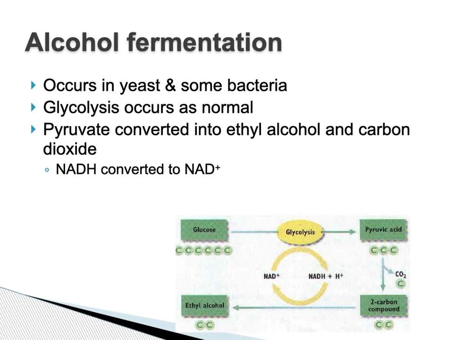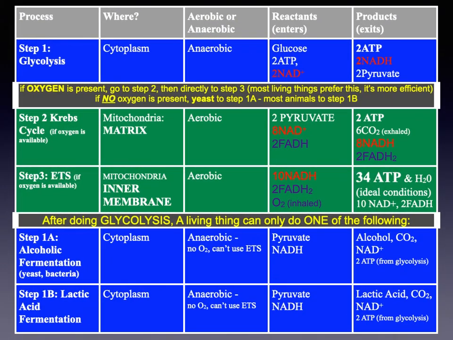Alcohol fermentation occurs in yeast and some bacteria. You're going to do a normal glycolysis, and then you're going to take that 3-carbon pyruvate and convert it into ethyl alcohol and release 1 carbon dioxide. That's why beers are fizzy. And alcohol fermentation has been used by humans. I think the earliest record may be something like 6,000 years ago.